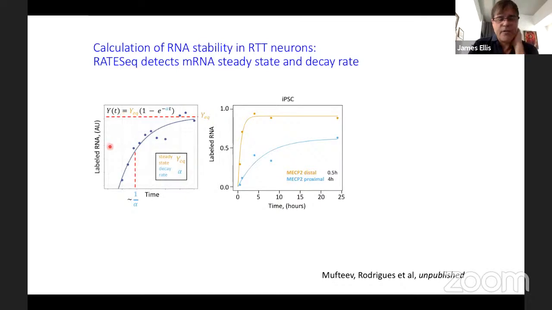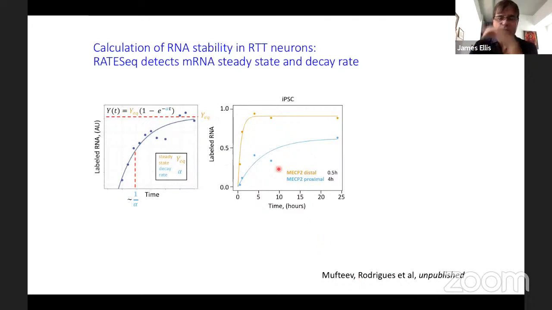What rate-seq does is it incorporates 4SU over time, from half an hour out to 24 hours. And you can compare your starting amount of RNA to the proportion that is labeled with 4SU to come up with a half-life, because what's happening here is you get transcription, then RNA degradation starts to occur, and you hit an equilibrium up here where transcription is being accommodated by RNA stability, and that gives you the value that you get in RNA-seq data.